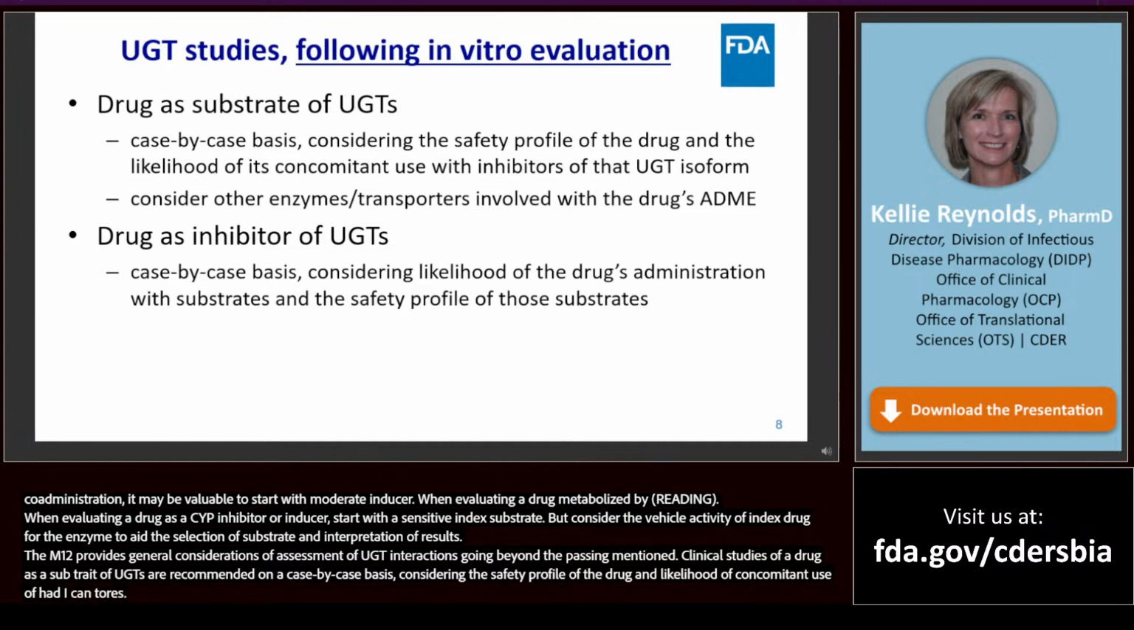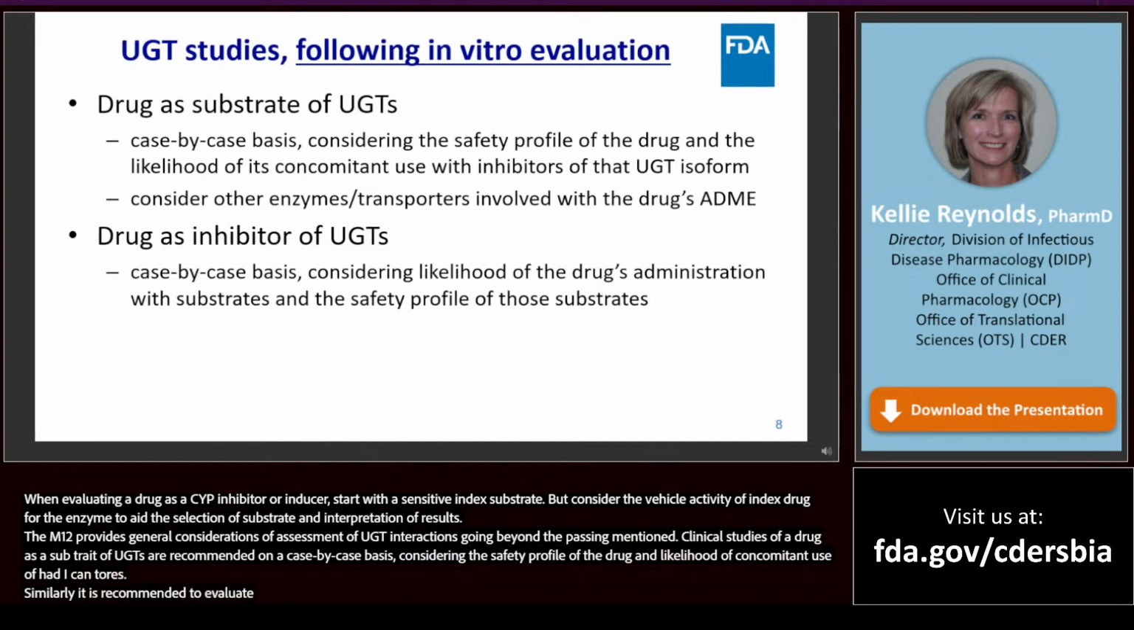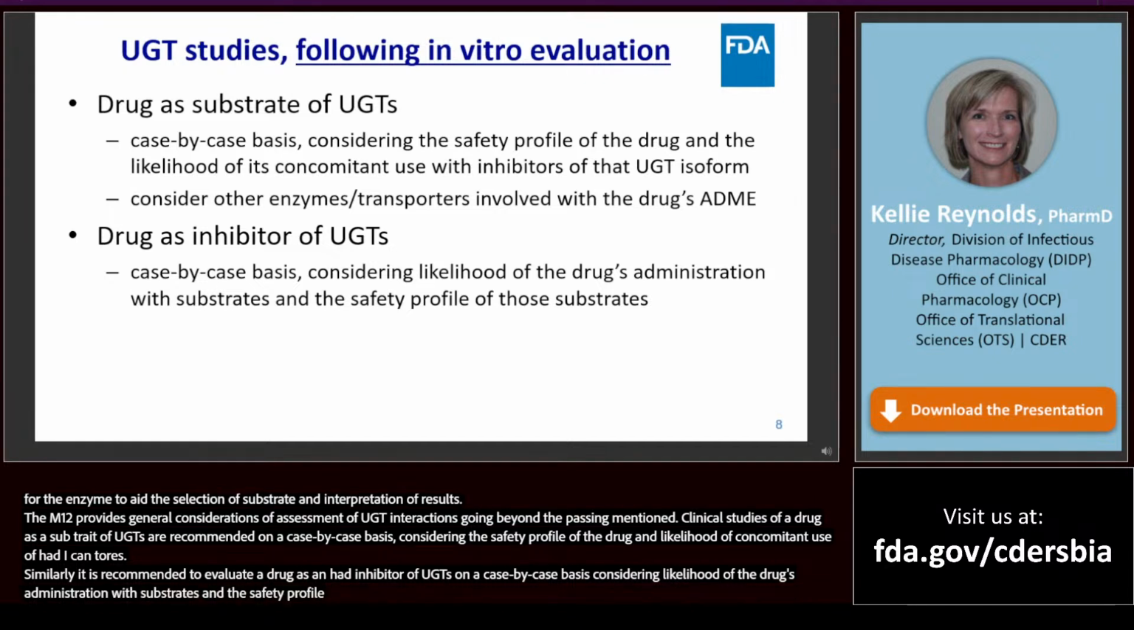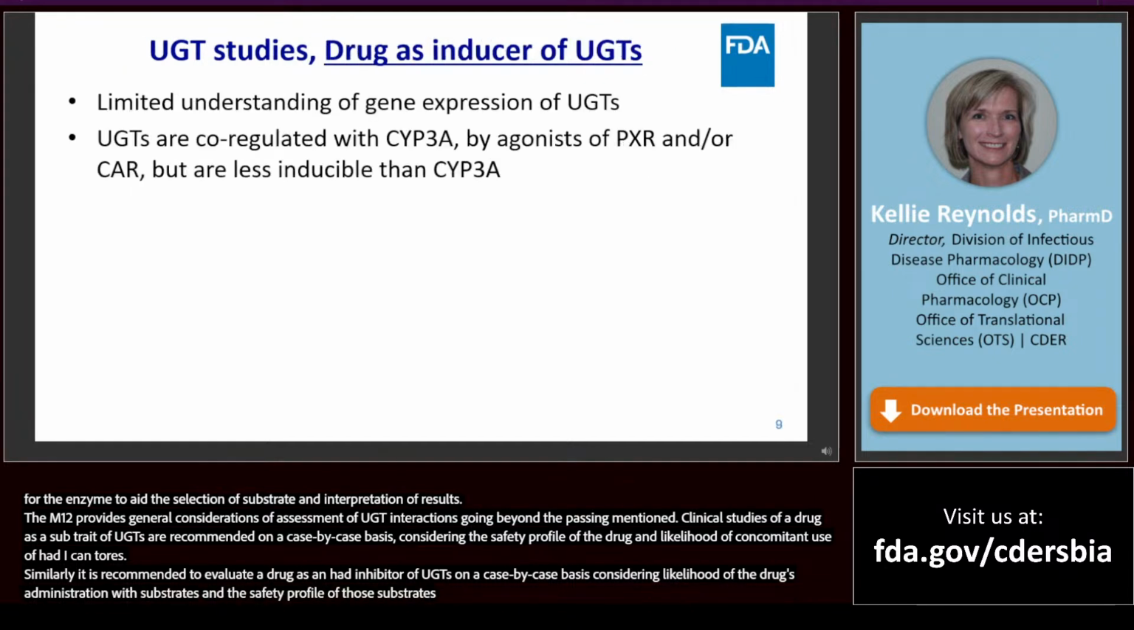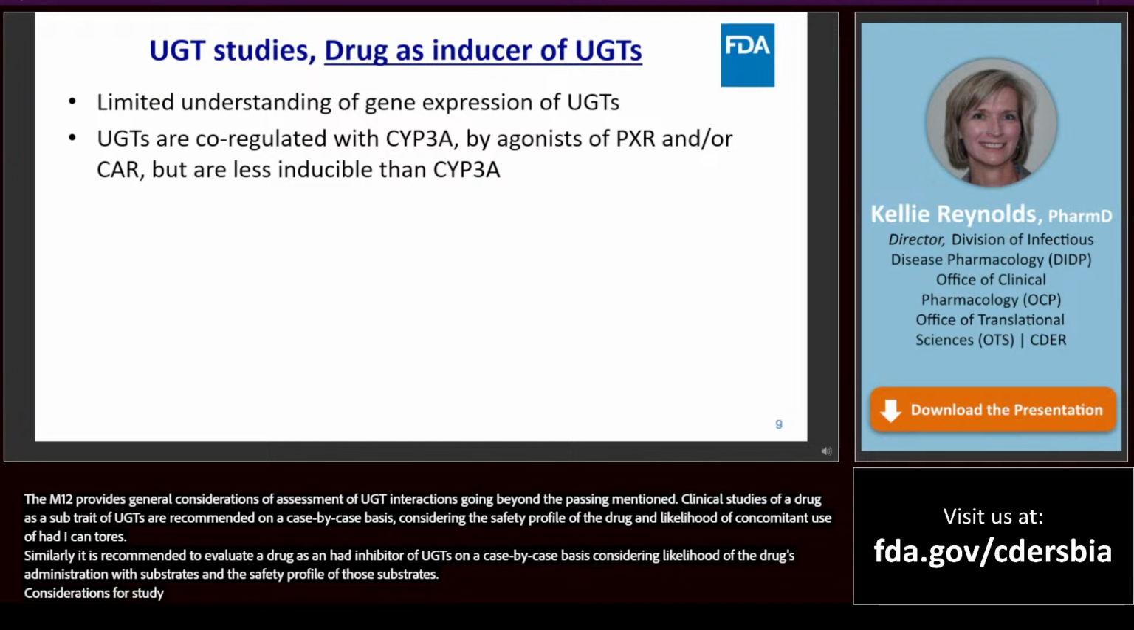Similarly, it is recommended to evaluate a drug as an inhibitor of UGTs on a case-by-case basis, considering likelihood of the drug's administration with substrates and the safety profile of those substrates. Considerations for studying a drug as an inducer of UGTs is more complex. There is limited understanding of gene expression of UGTs. UGTs are co-regulated with CYP3A but are less inducible.